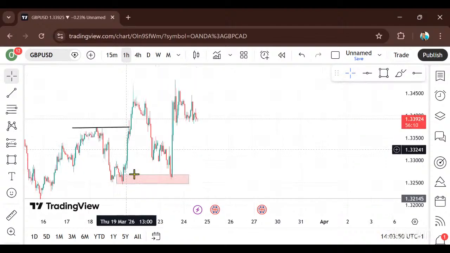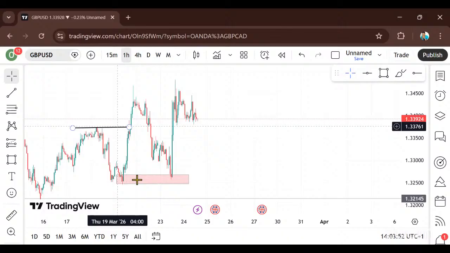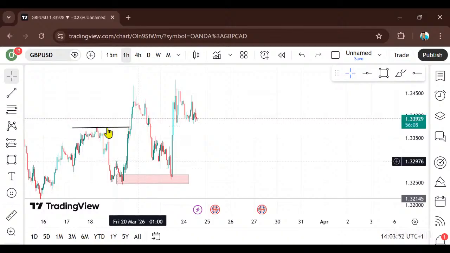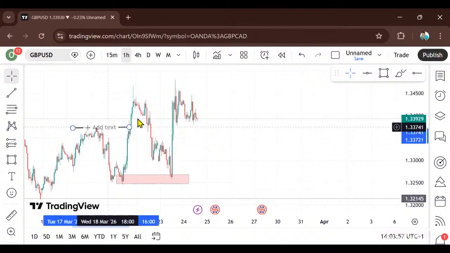Once the market breaks structure, then you look for your demand zone. That's where you're going to be buying.